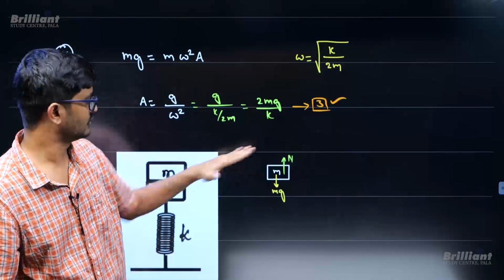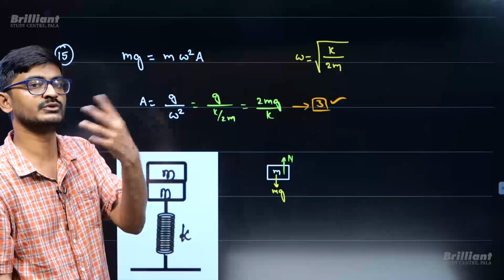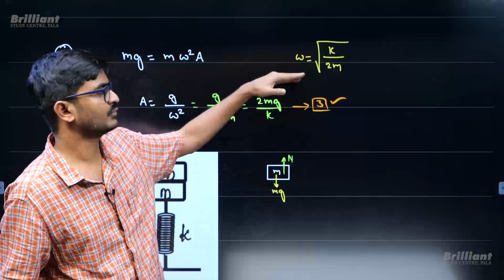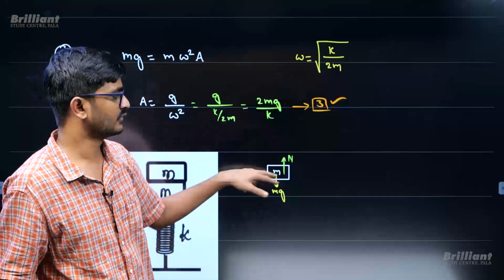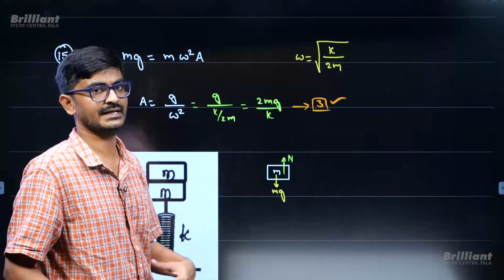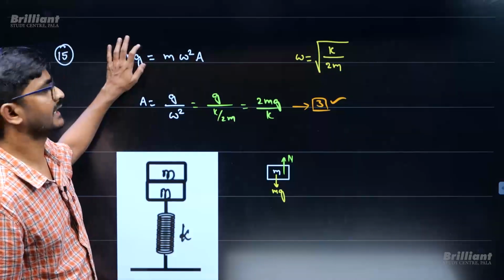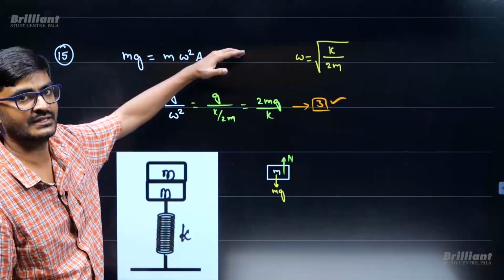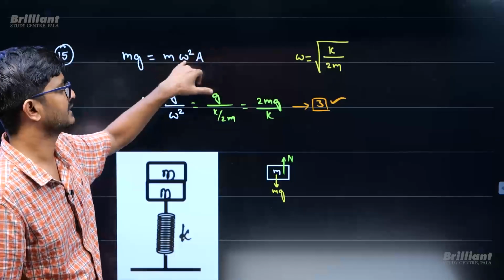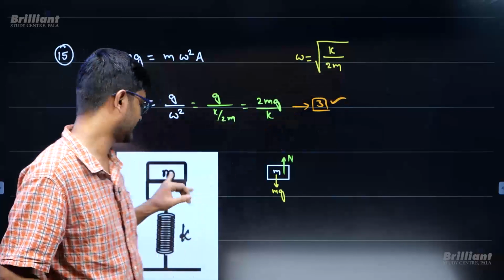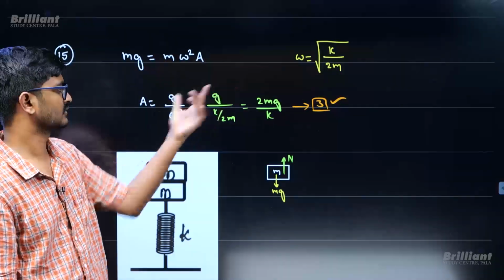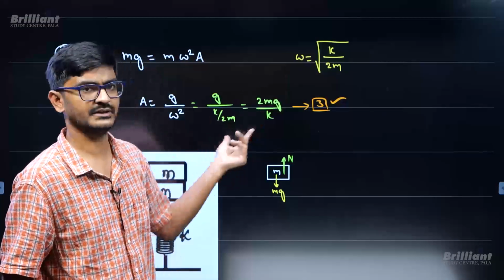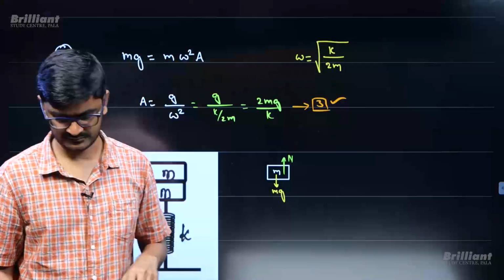If the normal becomes 0 and it is still performing SHM, who is the one that can provide that acceleration at the extreme position? mg. So at the extreme position, when it is losing contact, the only force is mg, which will be providing the required acceleration. At the extreme point, acceleration will be omega square a, right, when it is performing SHM. But this omega is root of k by 2m in this particular question, 2 times the mass. So from here we will get the amplitude a equals g by omega square. Omega square you can substitute from here, and we will get the required answer.